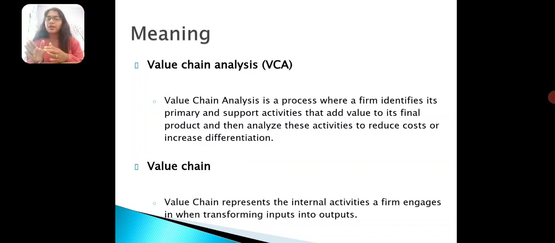Anyway, for doing this primary activity as well as the support activity, we have to incur the cost, isn't it? So, first what we are doing when we are doing value chain analysis, we are identifying all those activities and we are dividing them into primary and secondary, and we are analyzing at each stage what is the value addition that is done in order to make it a final product, and then analyzing if there is any chance of reducing cost in any of the activities so that we can have a competitive advantage, maybe in terms of reduced costs or in terms of increasing the differentiation. So, this is called the value chain analysis.